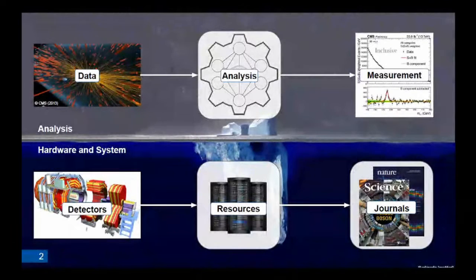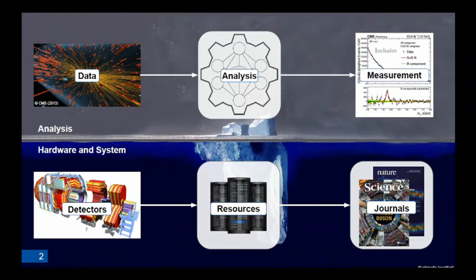At this conference, we had a lot about how deep learning can improve analysis, how deep learning can improve measurements, and this is more or less here on the top part. When you have some data, you put it into analysis, and you get some measurements out of your data. But of course, this is only the top of the iceberg. Underneath, you also have to think about hardware and system. Of course, data does not come without detectors. Analysis does not work without computing resources and software resources. But then finally, of course, you have the printed version of the journals.